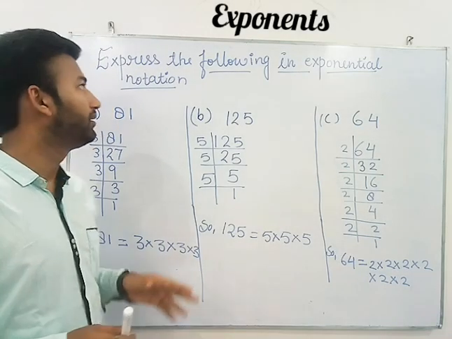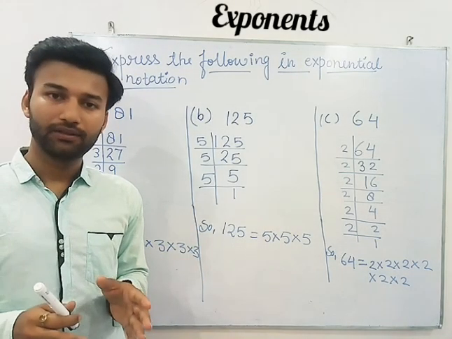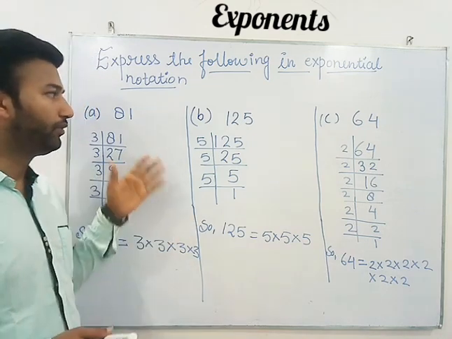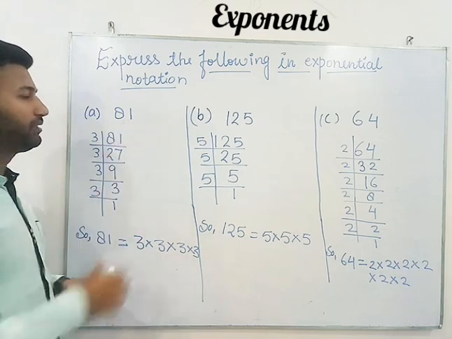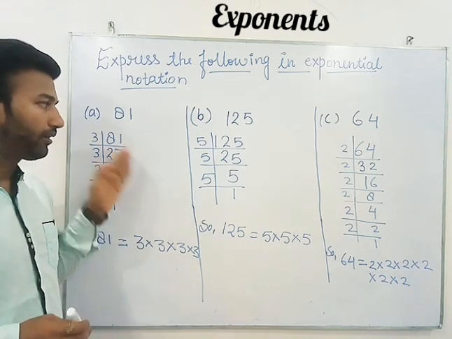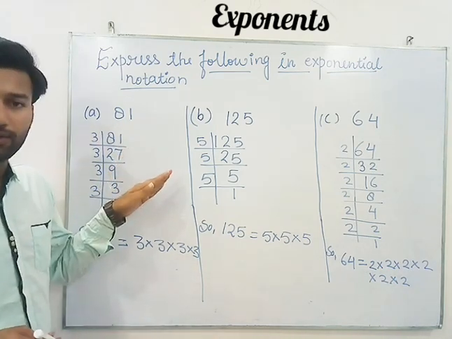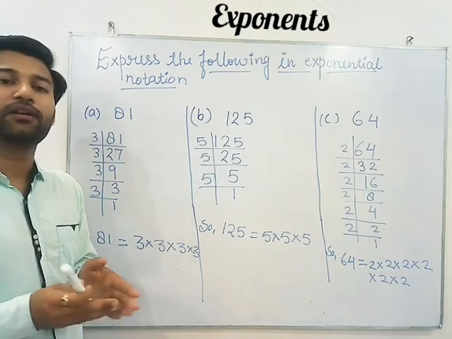Now the topic is how to write a number in exponential form. A few examples are there. You can check by these examples. The first example is 81. To convert or write this number in exponential form, we will use the prime factorization method.